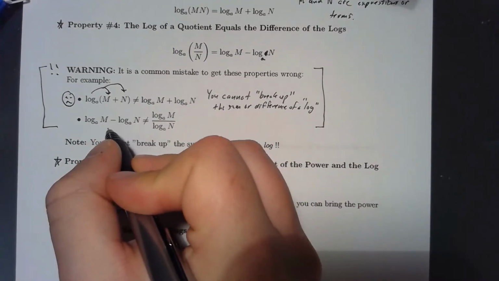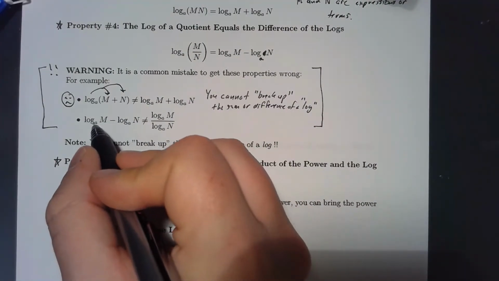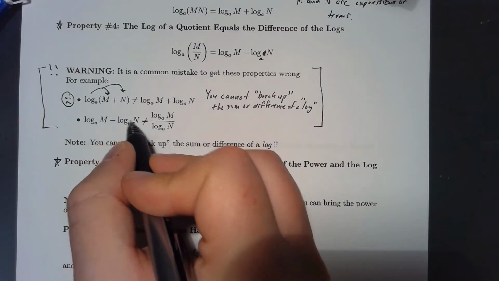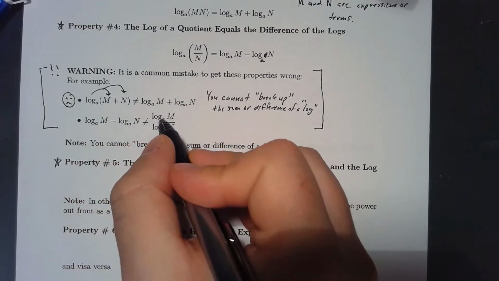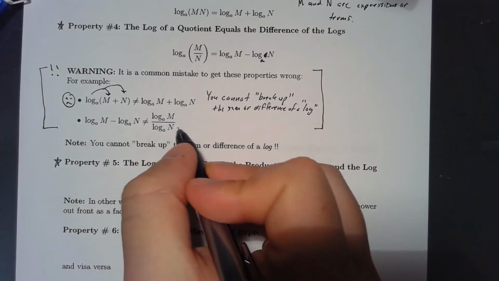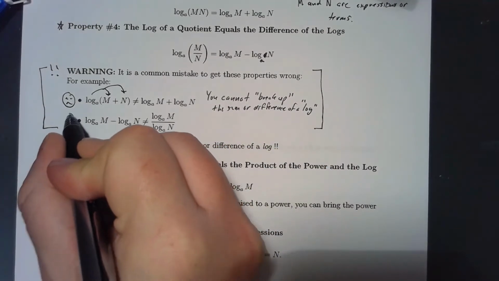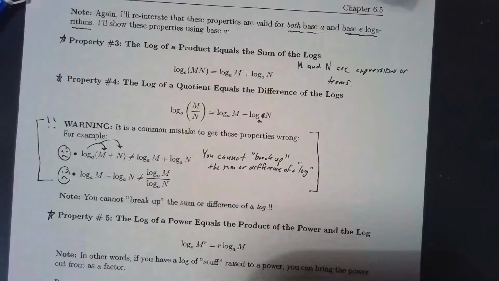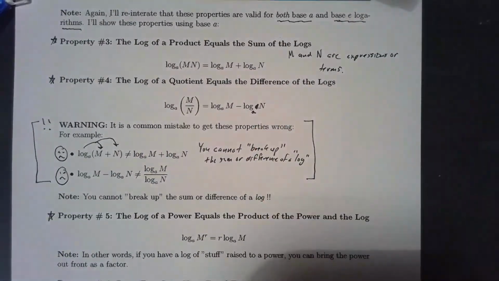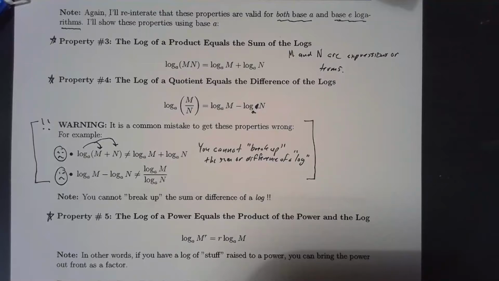Here's another common mistake, where you have the log of a term minus the log of another term, and you write it as log of m divided by log of n. You can't do that either. This is a no either. All right. Logarithms are something that you haven't quite seen yet in an algebra class, unless you've seen them before. So you have to be careful about how you handle logarithms. All right. You have to be careful about logs.